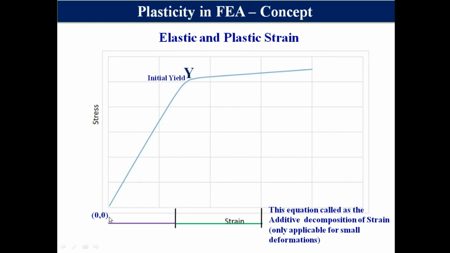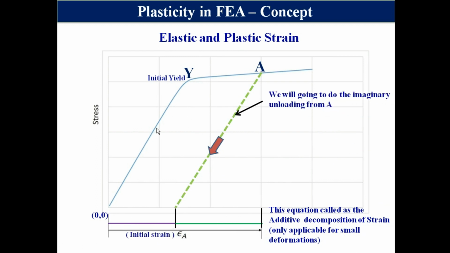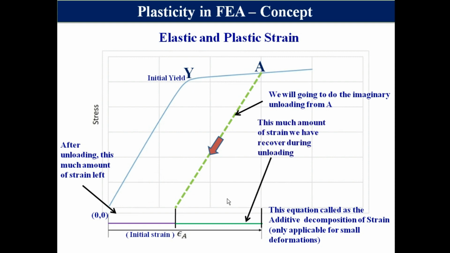You have loaded your part from 0 to yield. That's your initial yield. Then you further load from Y to A, and then you unload it. Unloading follows this line, parallel to your elastic line, or your limit of proportionality. After unloading, this much strain will be left, and this is going to be your recovered plastic strain basically, right?